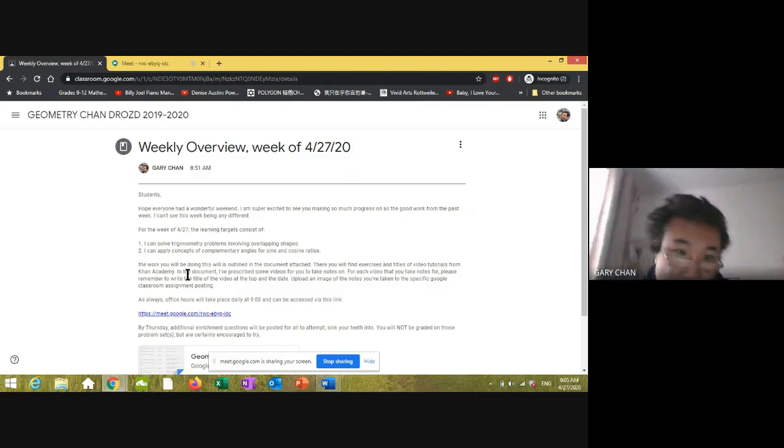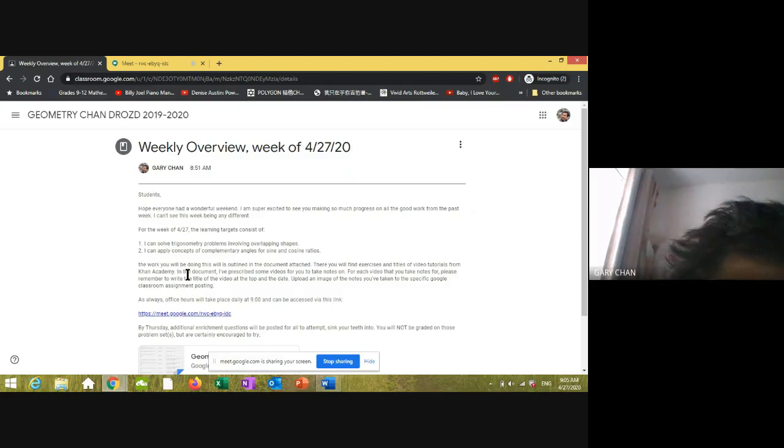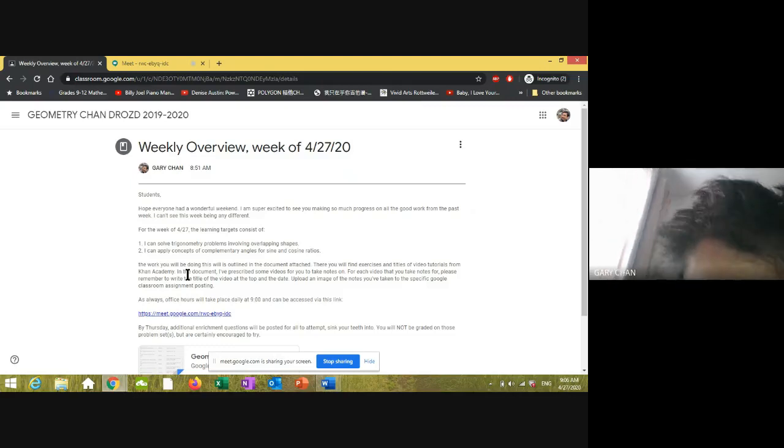In particular, solving triangle problems with overlapping triangles or overlapping shapes. And then the second learning target is to apply concepts of complementary angles for sine and cosine. So those are the 2 main learning targets for this week.